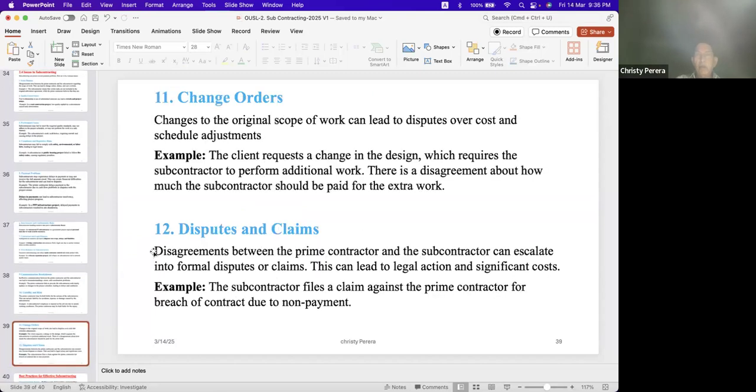Change orders. Changes to the original scope of work can lead to disputes over cost and schedule adjustments. You'll have to be very careful. Disputes and claims.